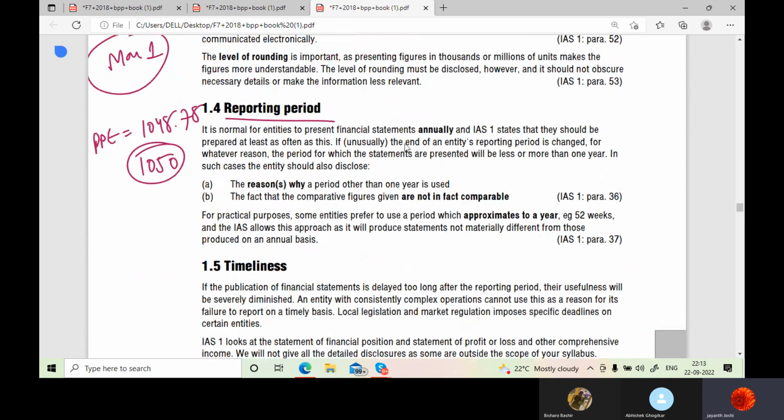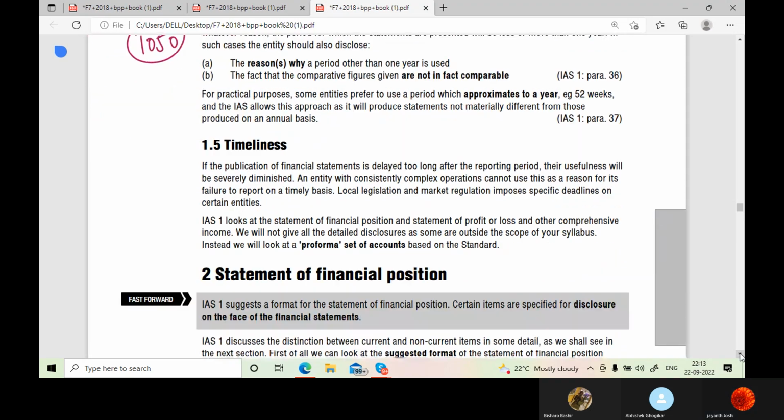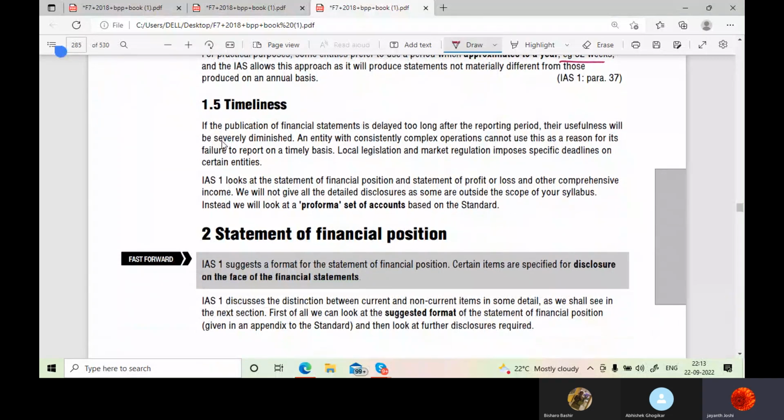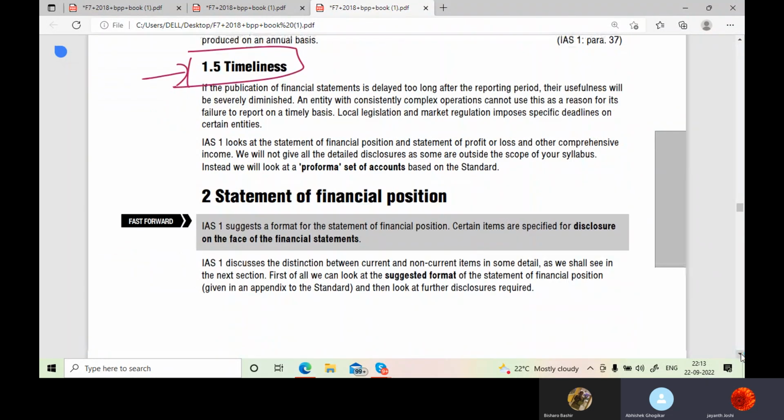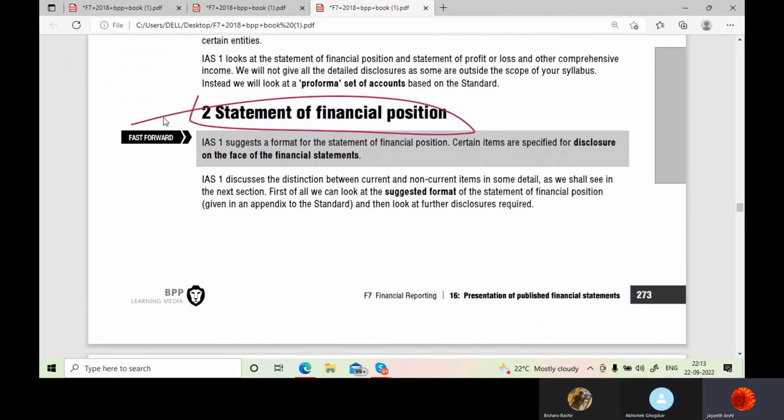Then the reporting period is nothing but that you prepare the statements annually, definitely at the end of the year. And timeliness is mandatory; that is the standard actually. You should prepare the statements once a year, and exactly why we take one year is because we come to know about the performance of the business. So you have to follow the time period of one year. So the statement of financial position we have discussed.